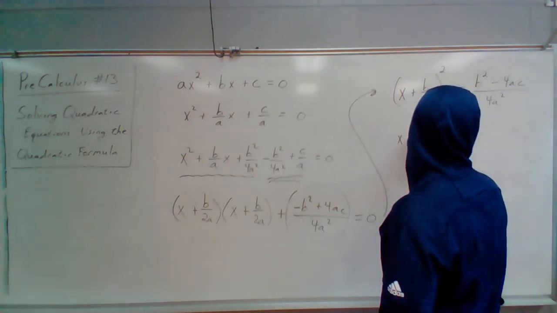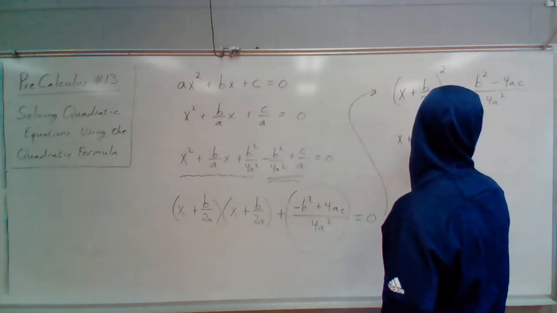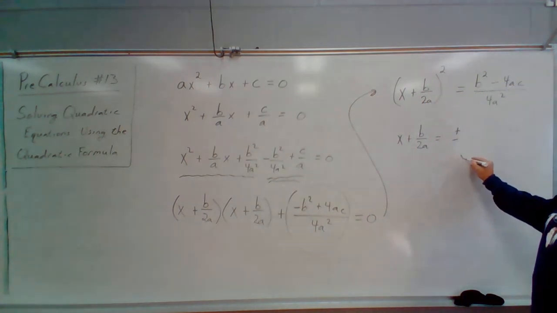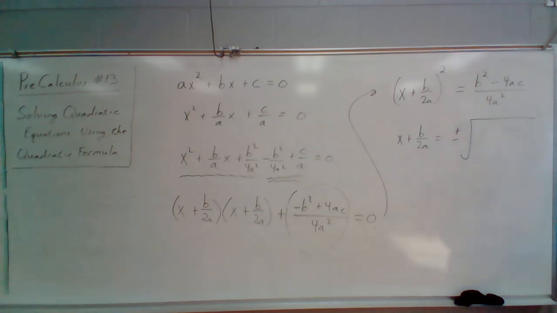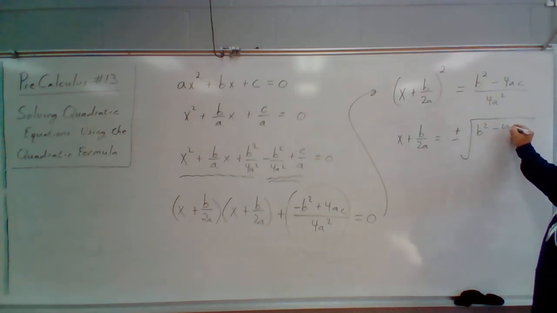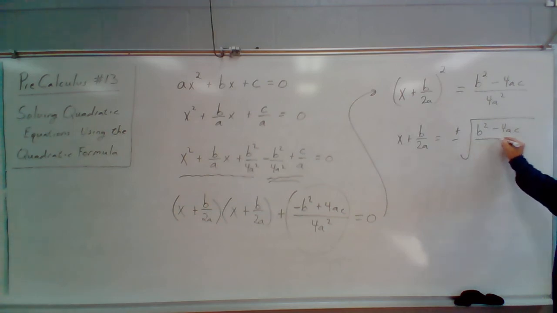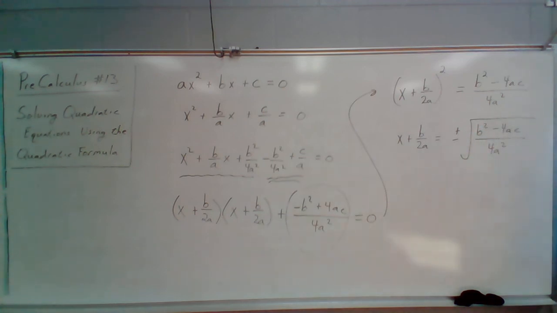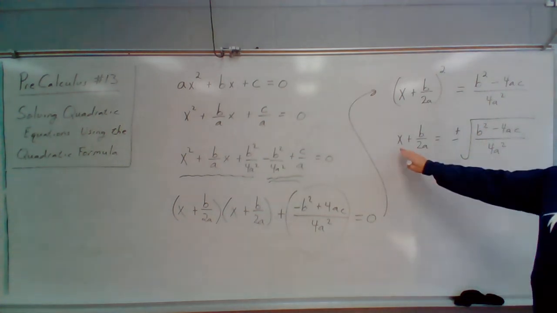So x plus b over 2a equals plus or minus the square root of b squared minus 4ac all over 4a squared. Make sure to be really careful. This entire fraction is underneath the radical sign. The whole fraction is underneath that square root. All right, solve for x.